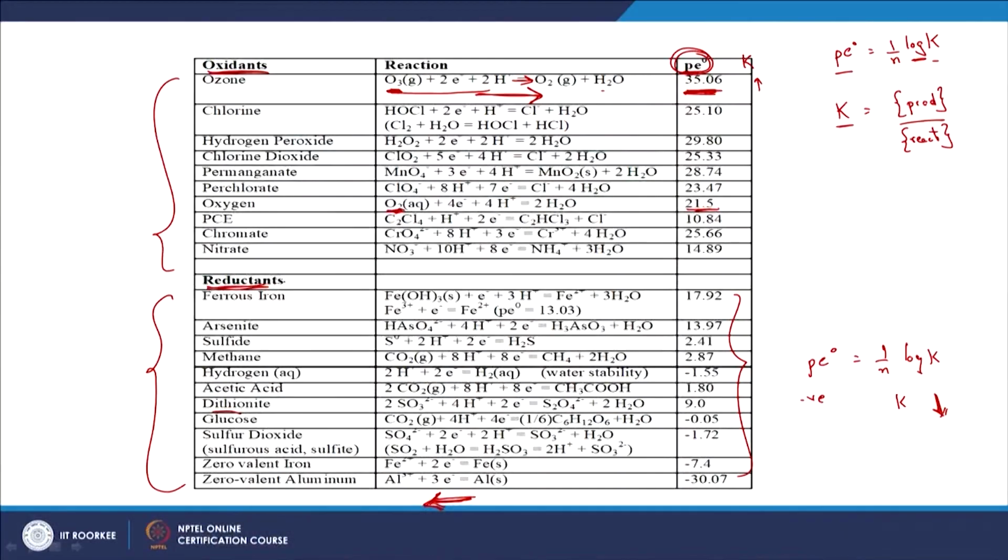But obviously P naught doesn't give you the true or accurate picture. So for that, we look at a particular system where we consider the activities of the compounds involved in your half reactions to be 10 power minus 3 and the pH to be 7. Then you can look at the P values for that hypothetical scenario, which more or less would be similar to what you would expect in nature.